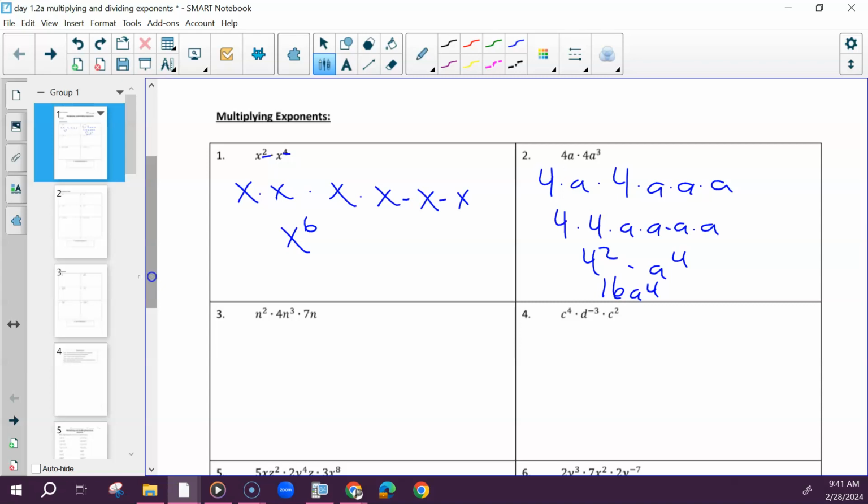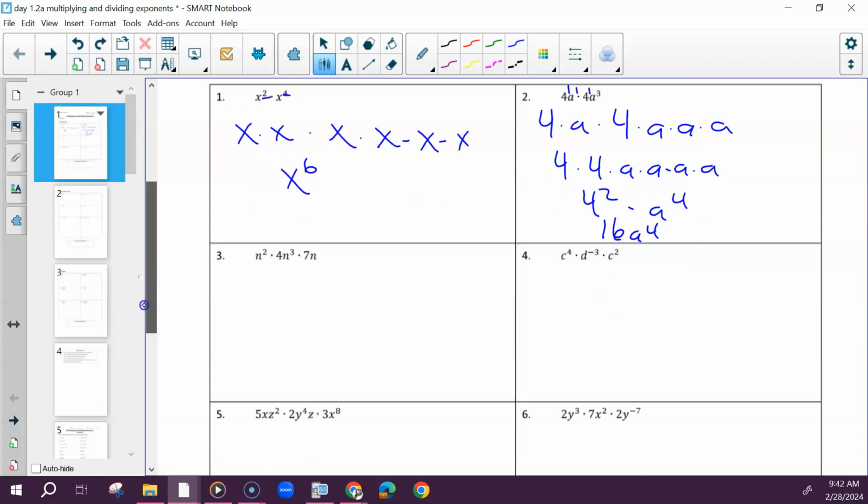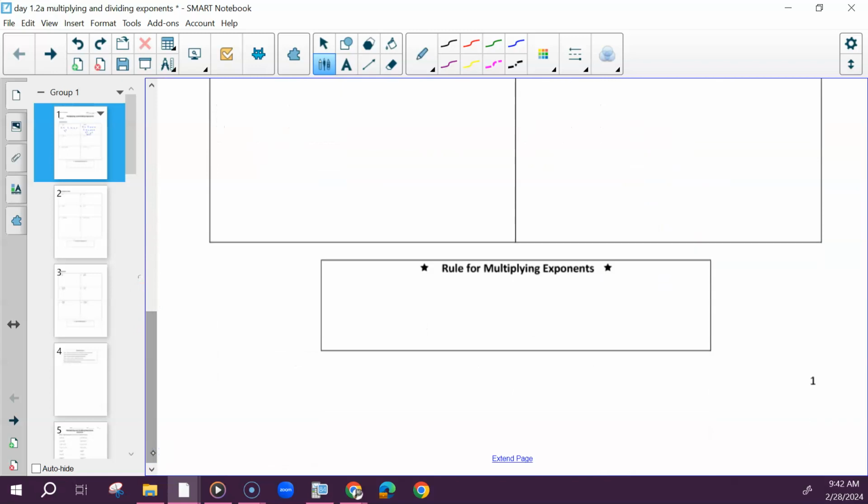Same thing here. If I added the exponents, and I have to remember that anything that doesn't have an exponent has an exponent of 1, if I added the exponents of 4 and added the exponents of a, I would get this answer. So that is the rule. So I'll write down the rule, and then we'll go over any others you want to see. So when multiplying like bases, you add the exponents.